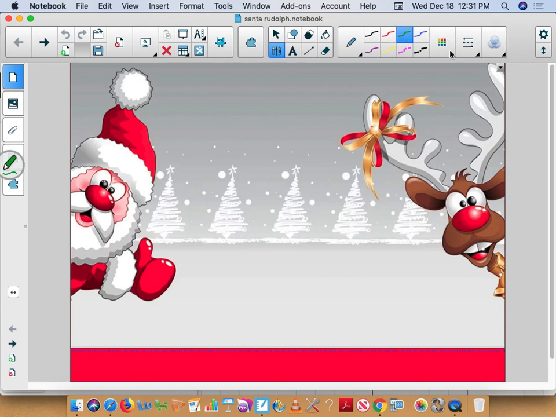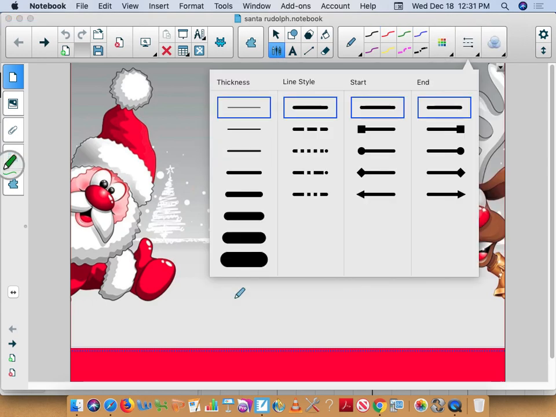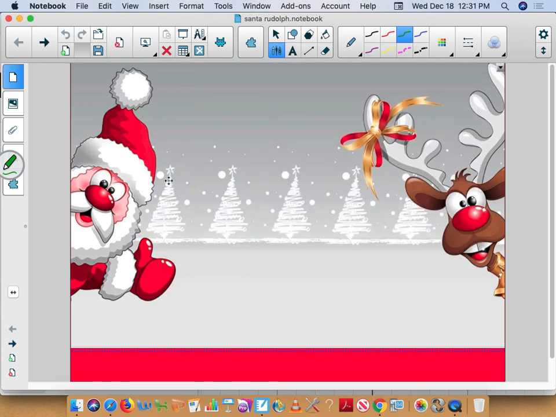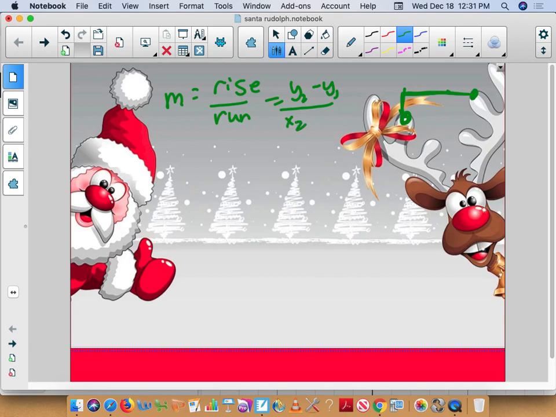All right, so if you're looking at your packet, at the very bottom, in the second part of the packet, you had that slope was rise over run. If you're going from one point to another, you find your rise by subtracting your y's, and you find your run by subtracting your x's. Okay? So far, you've done it in your head, like this.